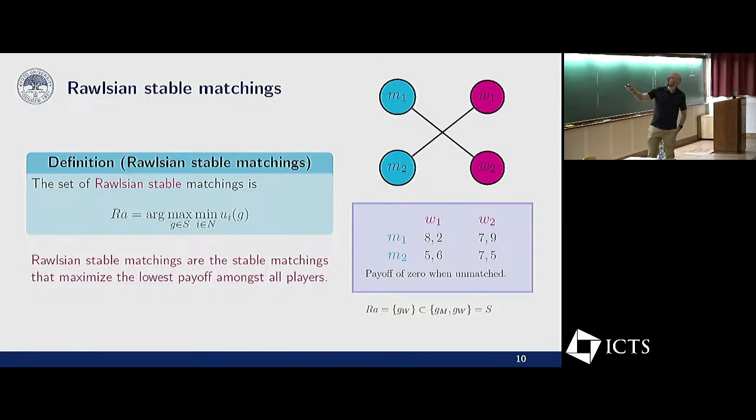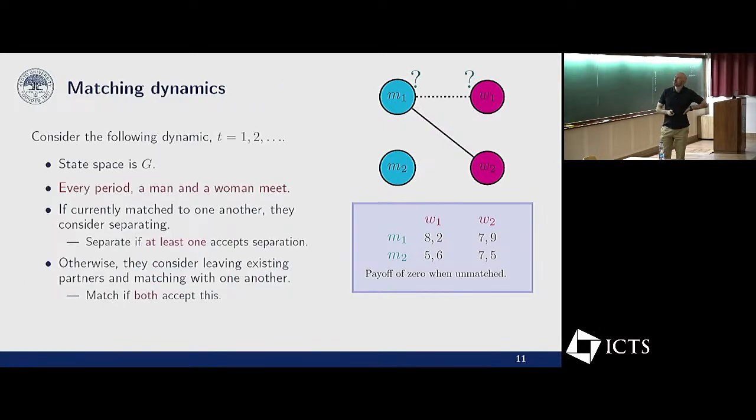So in this case, the Rawlsian stable matching is actually GW, the one where the women get their preferred partners. And the reason is that in the other stable matching, the man-optimal stable matching, woman 1 is very unhappy, right? Okay, so far so good.